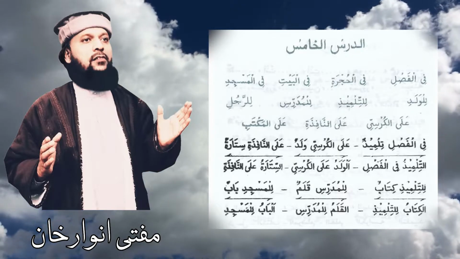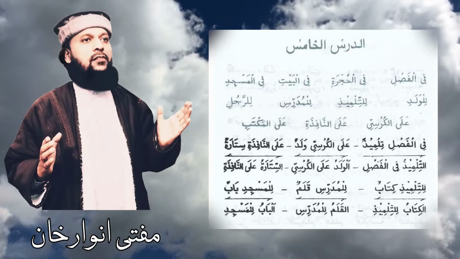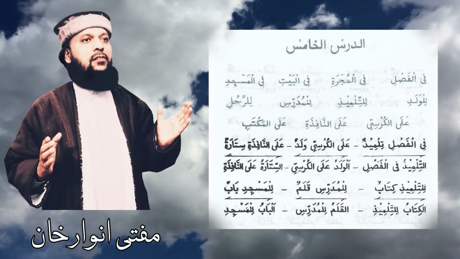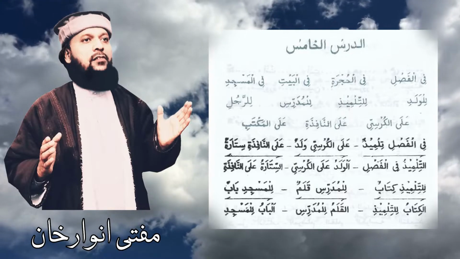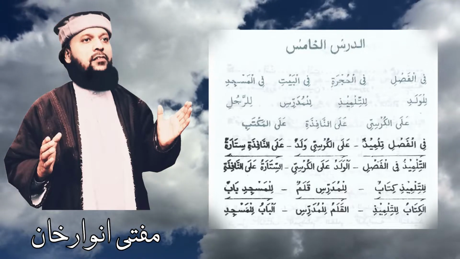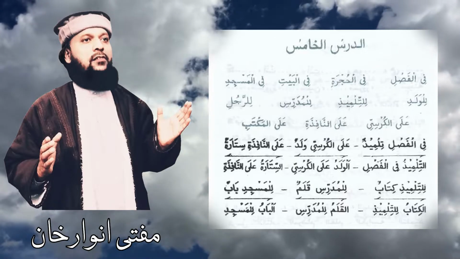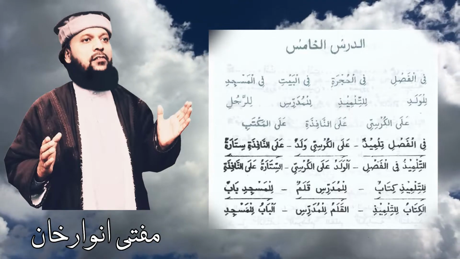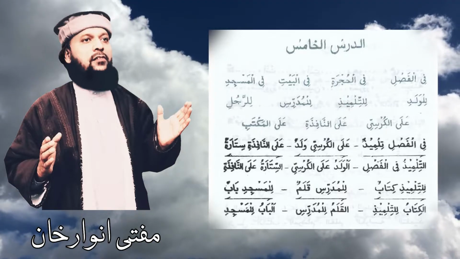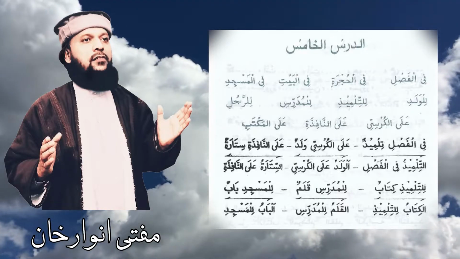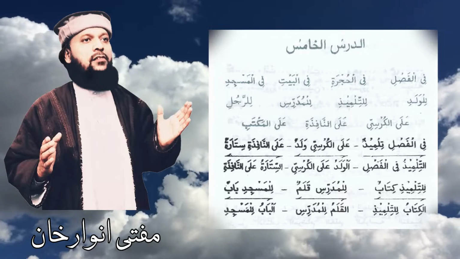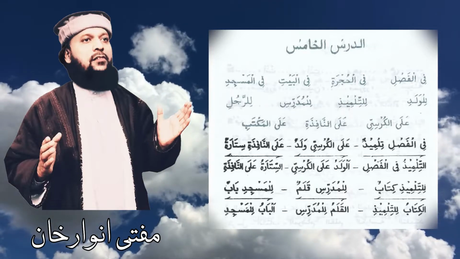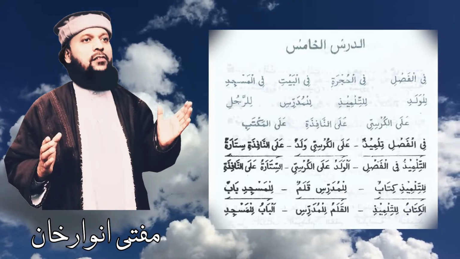So in that case the structure will be like this. But if you ask the question, where is the student? Then the answer will be at-tilmidu fil fasli. In the first case, the question was, for example, who is in the classroom? That person does not know who is in the classroom, so the answer is fil fasli tilmizun. There is a student in the classroom. And in the other case, at-tilmidu fil fasli, the person is asking, for example, where is the student? So now the answer is at-tilmidu fil fasli, the student is in the classroom.